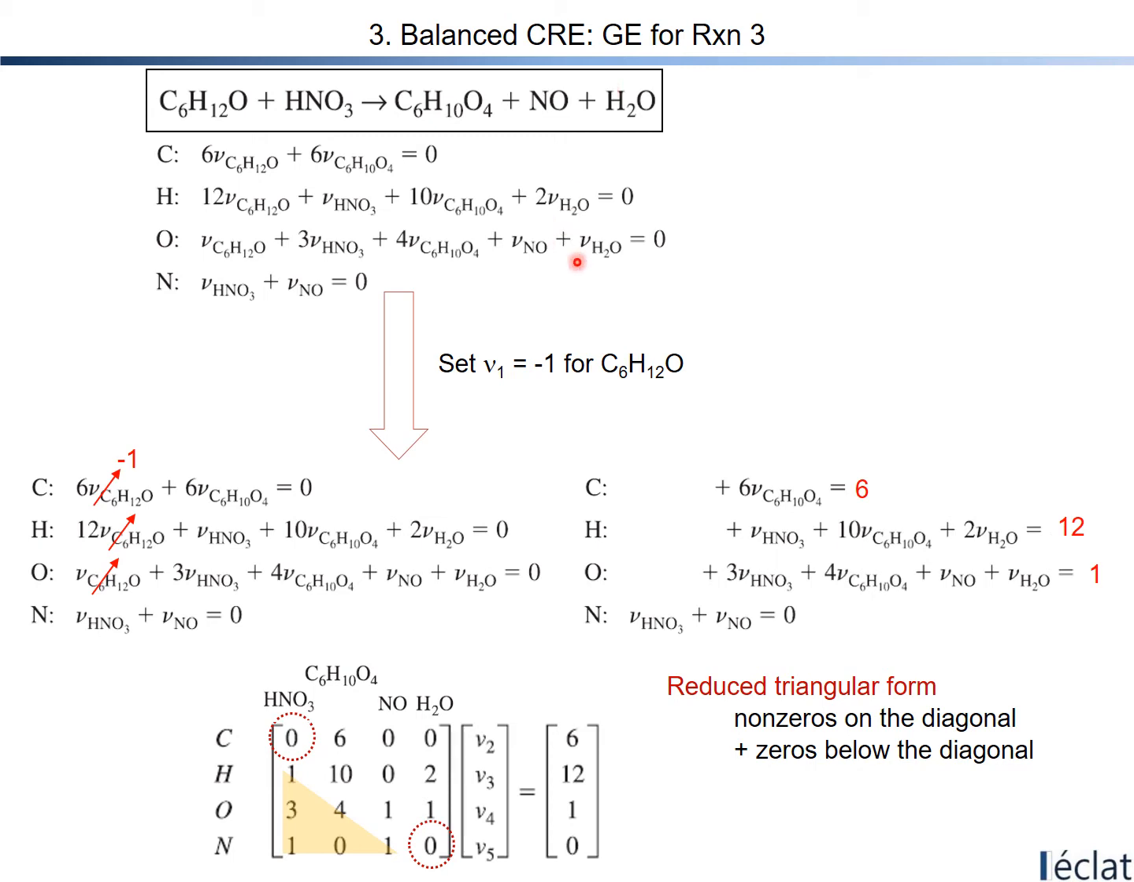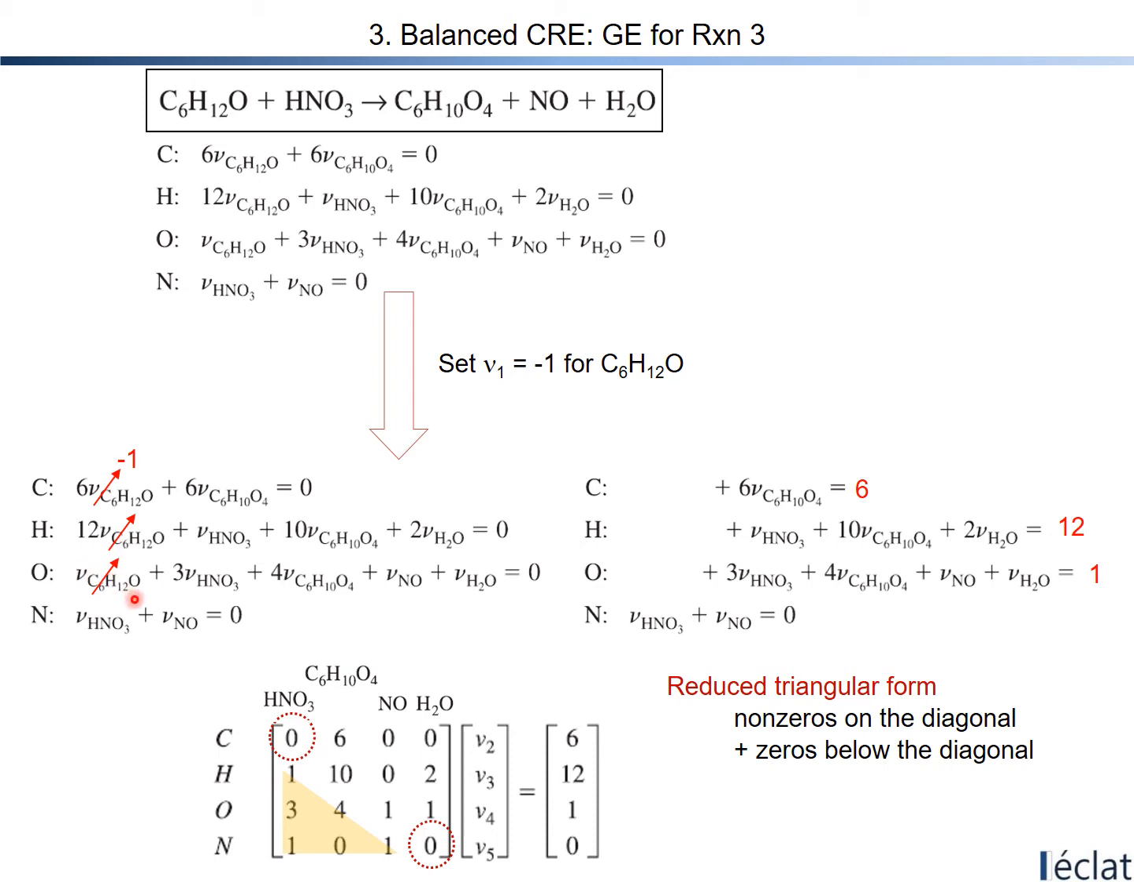So we should set up one of the unknowns as the basis. So in this case, the stoichiometric coefficient for cyclohexanol is set to -1. So this equation is changed into here. 6 with -1 plus the same. 12 with -1. This is -1.